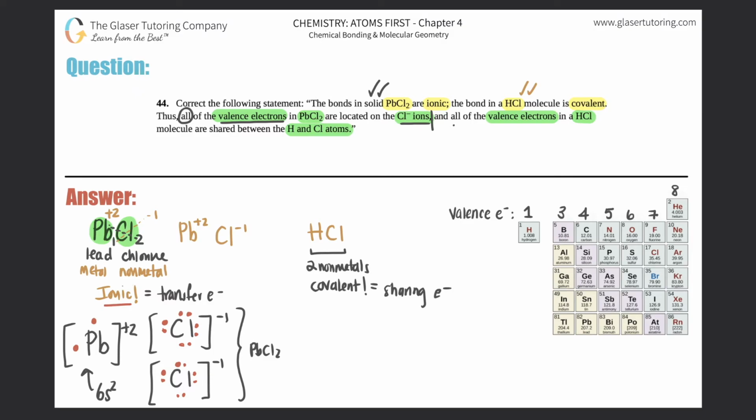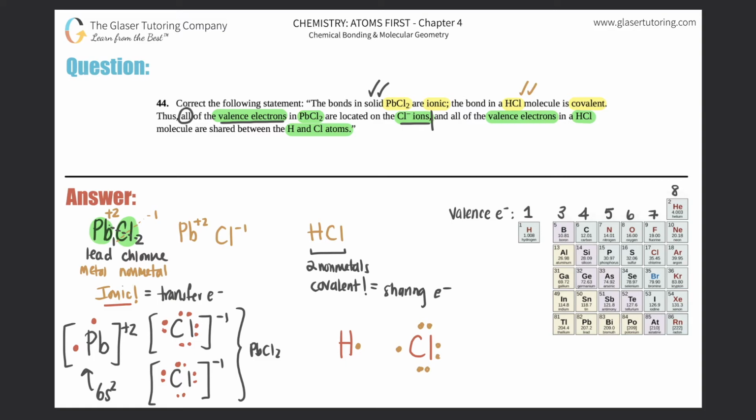They say all, so there's that all again, so that's probably where it's going wrong. All of the valence electrons in the HCl molecule are shared between H and Cl atoms. So let's see. If we drew out HCl, we have hydrogen and we have chlorine. Each hydrogen had 1 valence electron, so I will just put 1 dot for hydrogen. Each chlorine, just like before, had 7, so I will put 7 dots around chlorine.